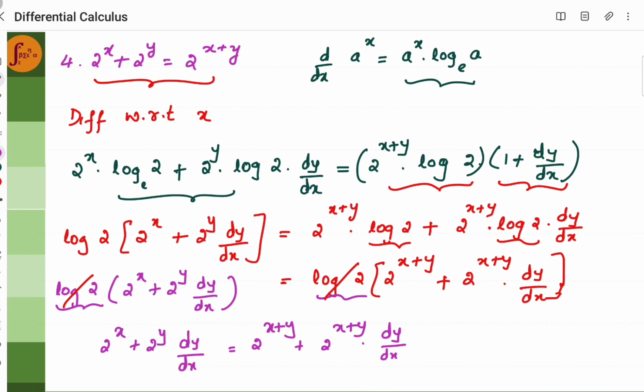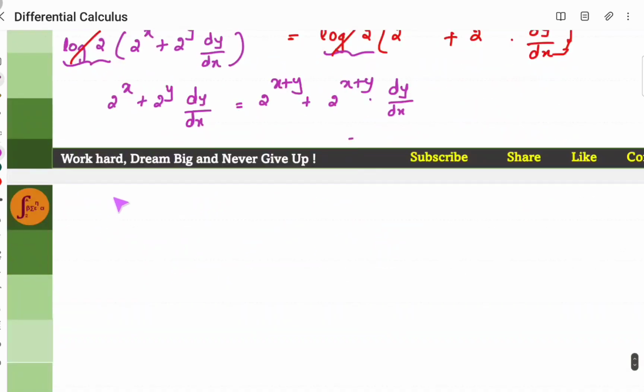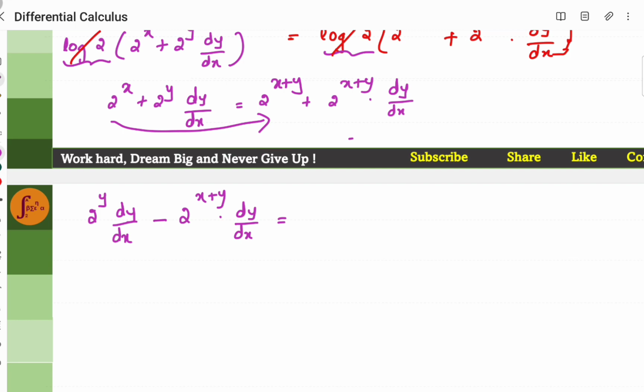Now we'll shift dy by dx to one side. So 2 to the power y dy by dx, I'll shift this here. So it'll be minus 2 to the power x plus y into dy by dx. Let me shift this to the other side. It will be 2 to the power x plus y minus 2 to the power x. I shift this here. Now I'll take dy by dx as common. So I'll get 2 to the power y minus 2 to the power x plus y is equal to.